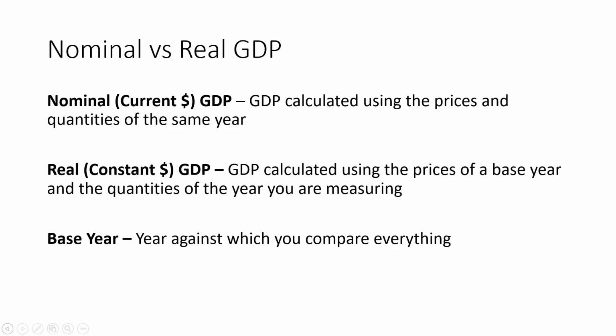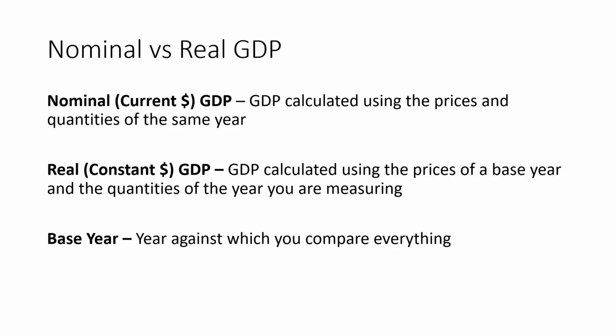So we've come up with what we call real GDP or constant dollar GDP. Now, anytime in economics that you hear the word real, that indicates that somehow, some way, this number has been adjusted for something. All right. In the case of real GDP, what we've done is we've corrected for inflation.